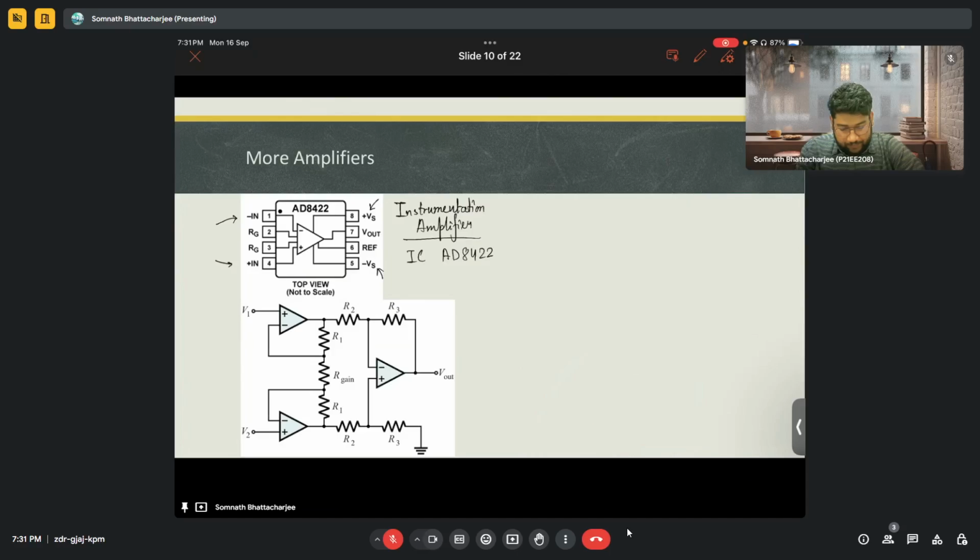This is the output. This is the non-inverting terminal and inverting terminal. This is the signal voltage, and this is the output. This is the reference value. So this is the basic AD8422 structure, and through this you can see this structure is nothing but a voltage follower circuit. Similarly, this structure is nothing but another voltage follower circuit.